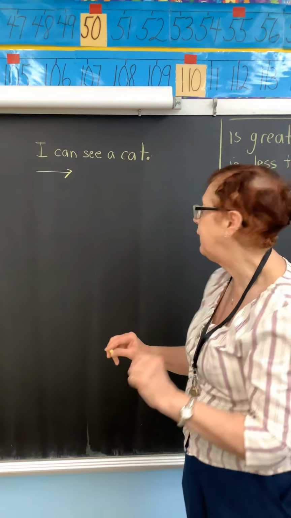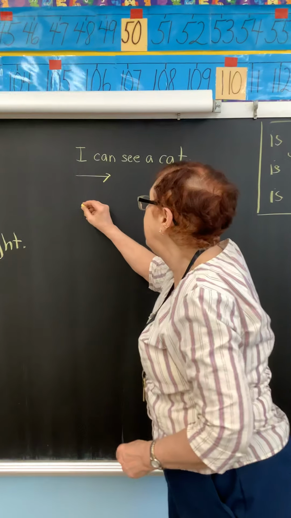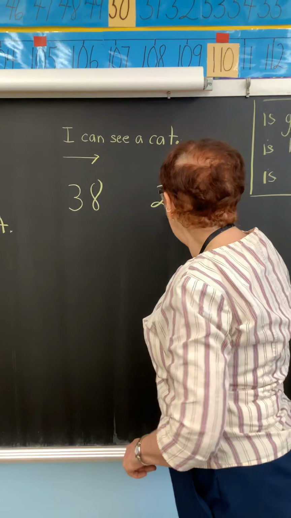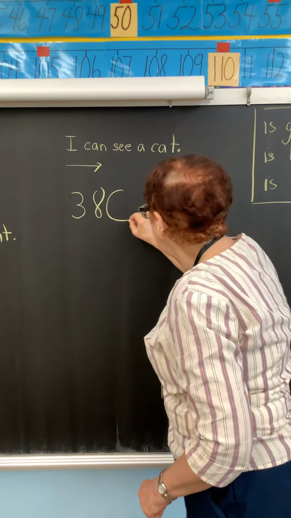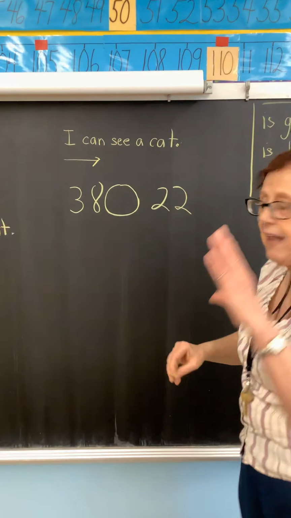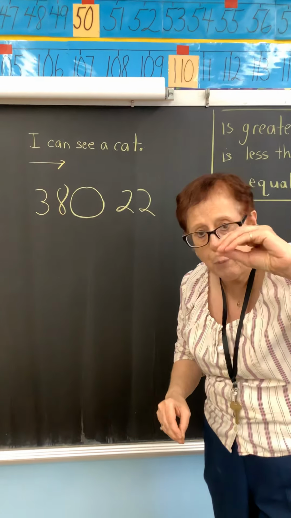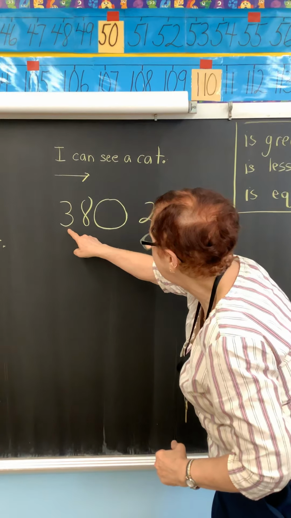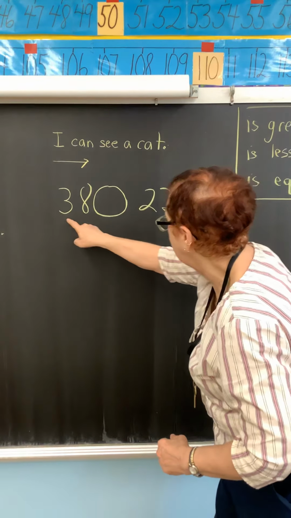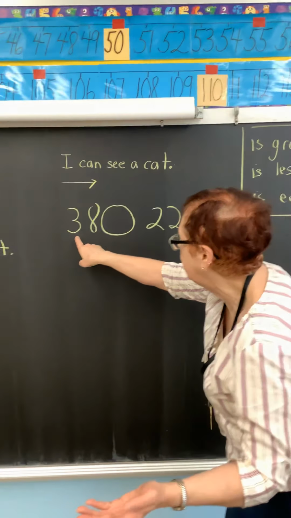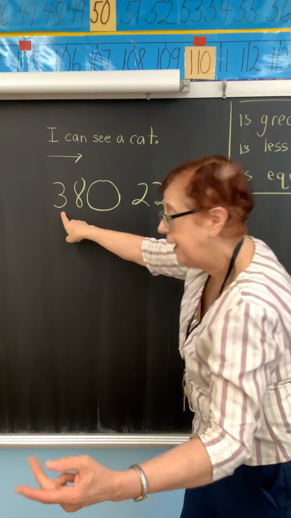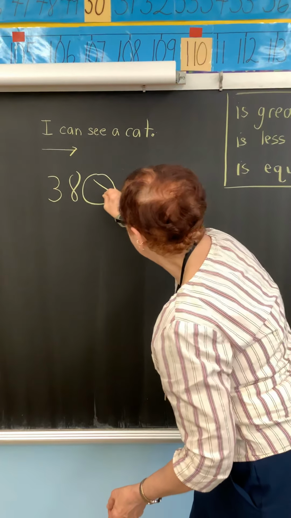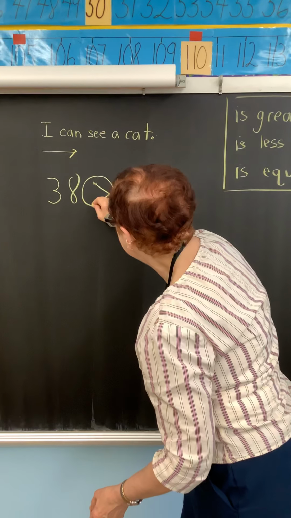So let's put an example on the board. So if you saw this, you would have to put your little symbol. Remember we said that the big open mouth always wants the big number. And so I would put it here because 3 tens, 2 tens. Already I know this one's more, because 3 tens, 10, 20, 30 is more than 2 tens, 10, 20. So I'm going to put my big mouth this way because he wants to eat a lot.